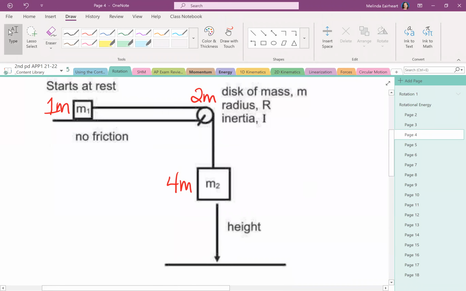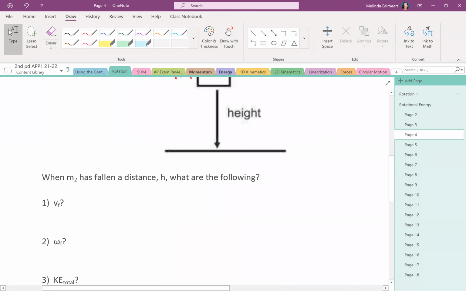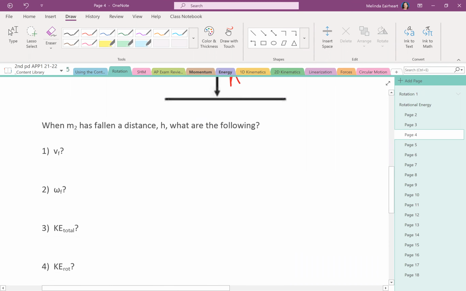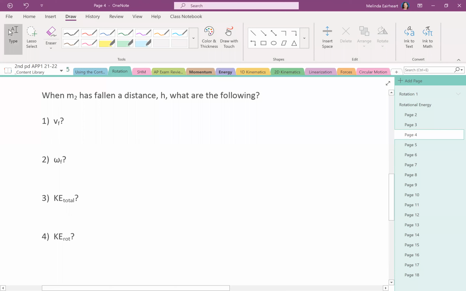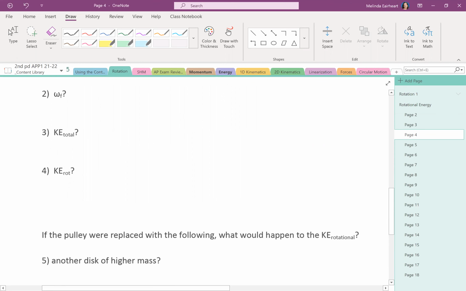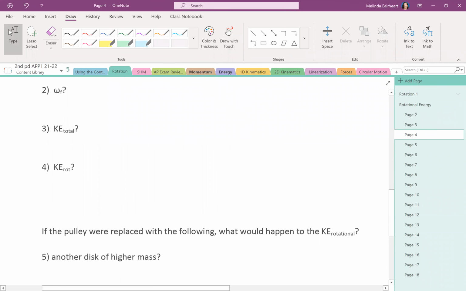And so for energy, one of the nice things about energy, you don't have to draw a force diagram. You just define your 0 meter mark and figure out who's translating, who's rotating, okay? And so later, when M2 has fallen a certain height H, what are the following? So this is a variable solve. Even though we have some numbers, it's not actual kilograms. So what's the v final? What's the final omega? KE total, rotational total, and then we'll make change.